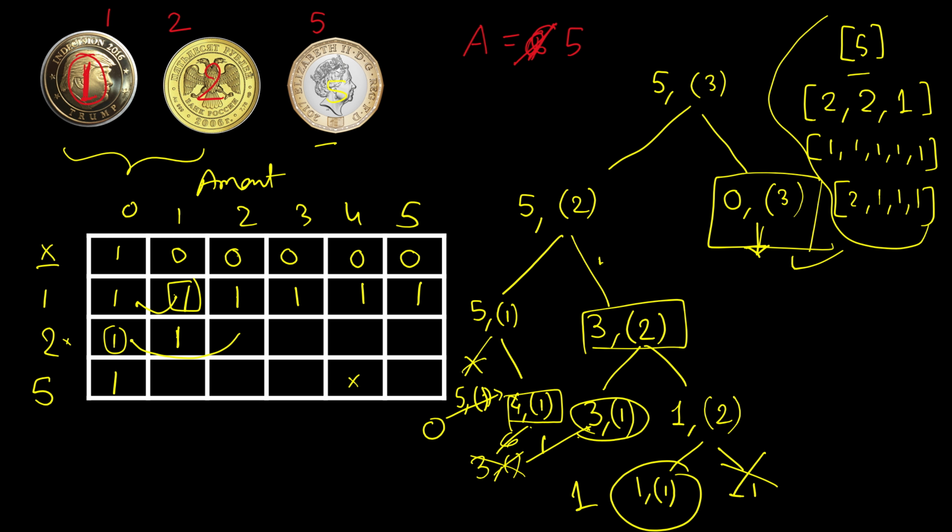You jump 2 steps. So if the coin denomination is 2, you jump 2 steps in that same row and take that value and take the immediate value above it. So 1 plus 1 is 2. Now let's see why this is 2.